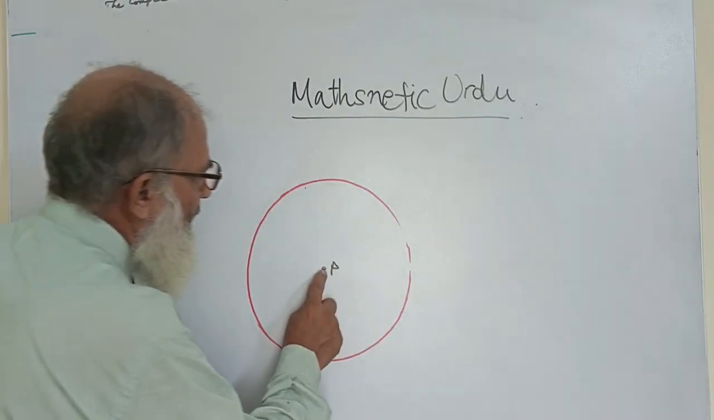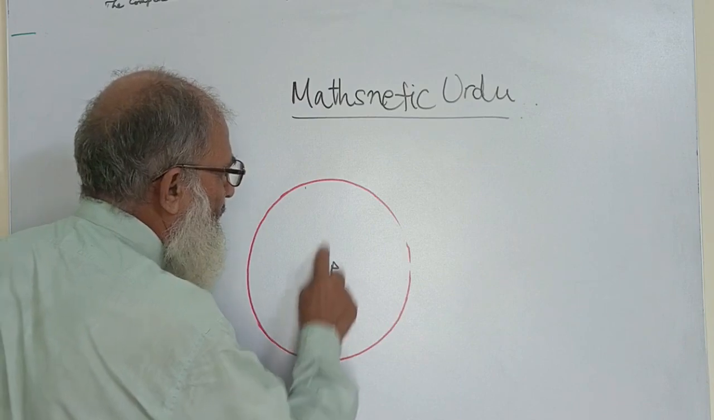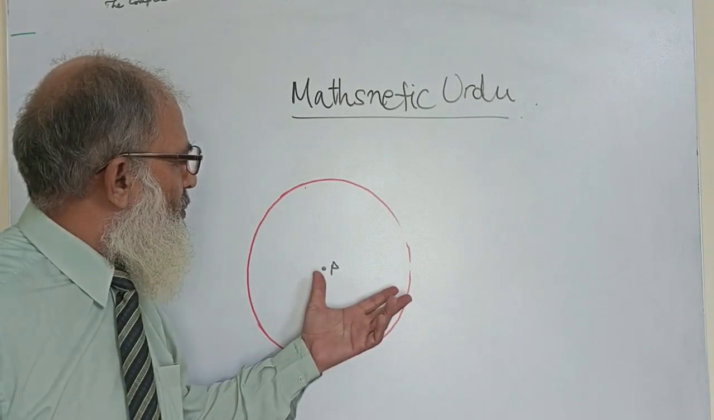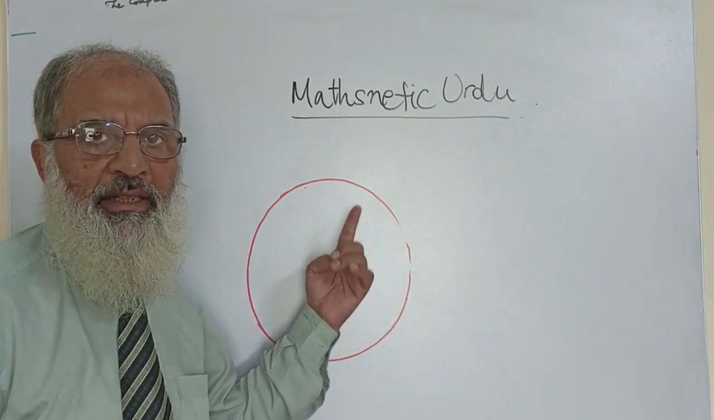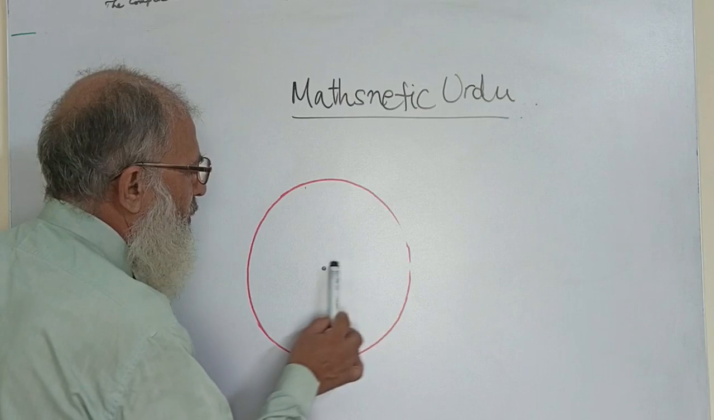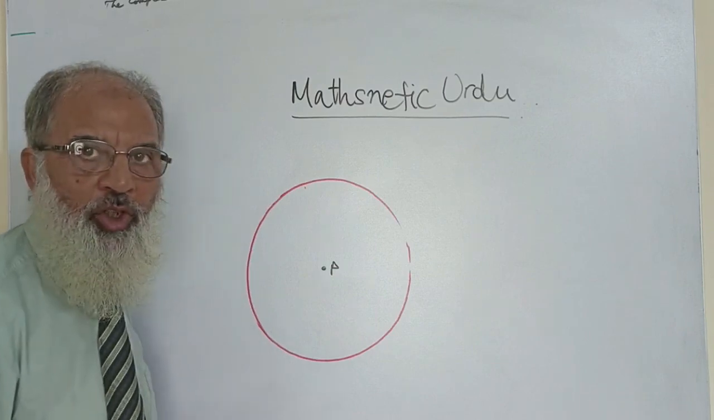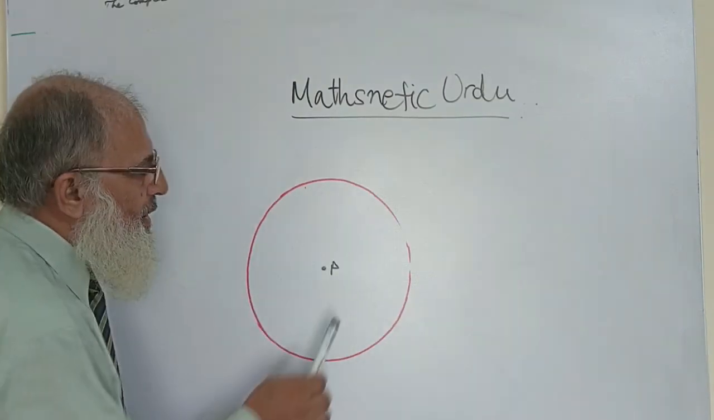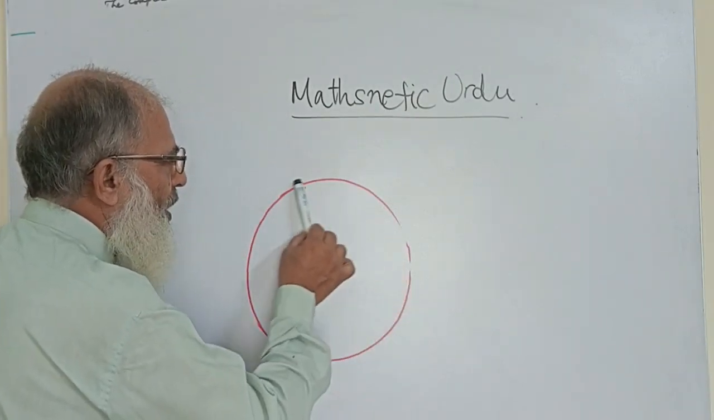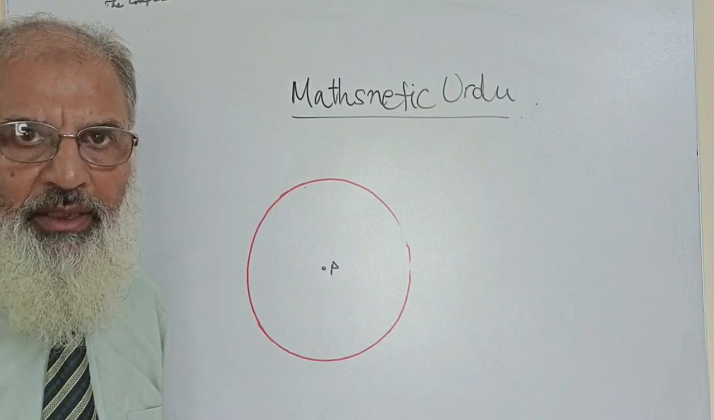Now you see that this point has an equal distance from here to here, from here to here, from here to here, from here to here. At each and every instant, the distance of the outer line which I have drawn from this point will remain the same throughout the circle. I'll tell you later on what the outer line is. Now this is the exact definition of the circle.